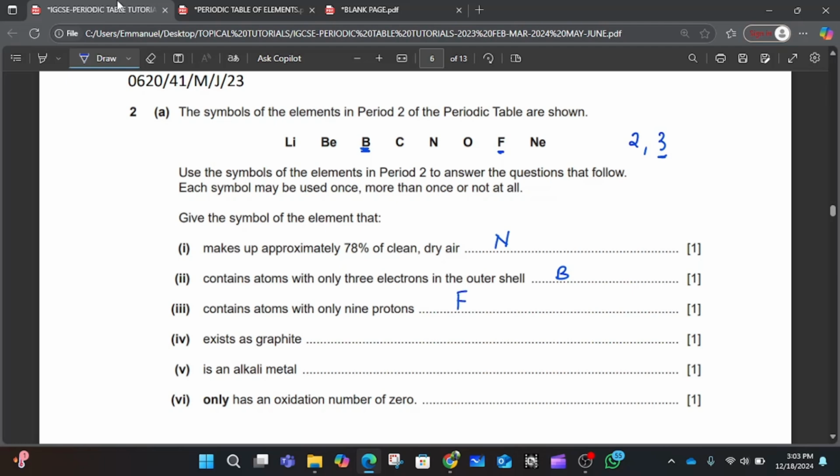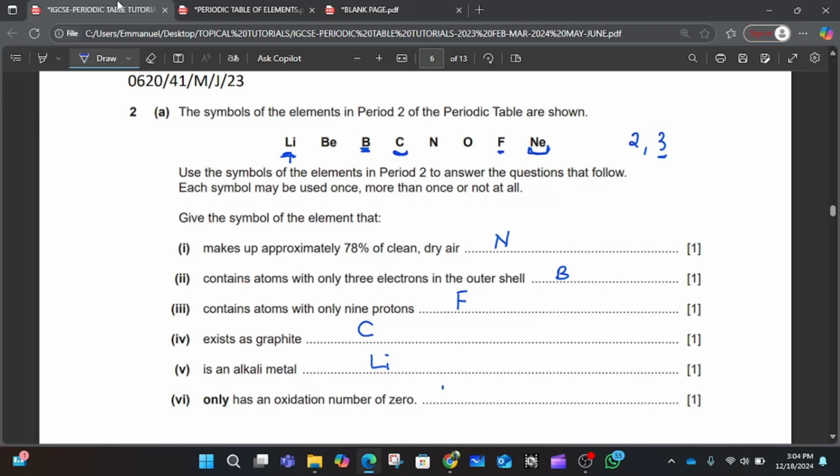IV exists as graphite. Carbon is the only element that is found in graphite. V is an alkali metal. So alkali metal is referring to a group 1 metal, and lithium is the only group 1 metal over here, so Li. VI only has an oxidation number of 0. It is only group 8 elements that have 0 oxidation number, and the only group 8 element here is neon.